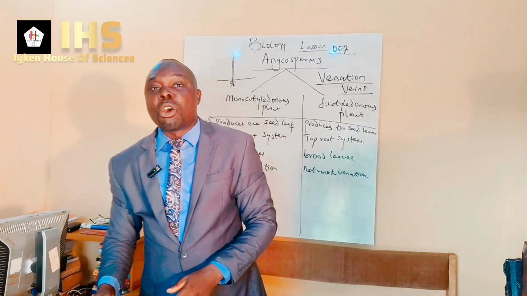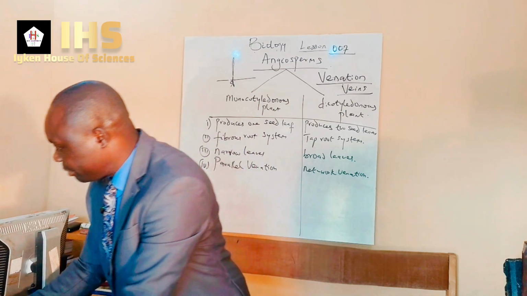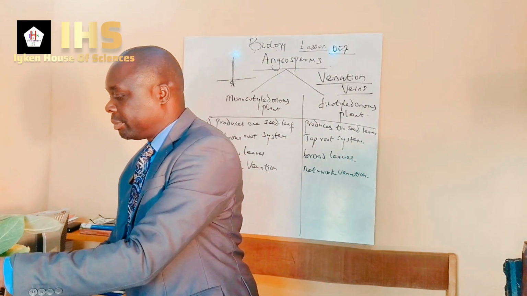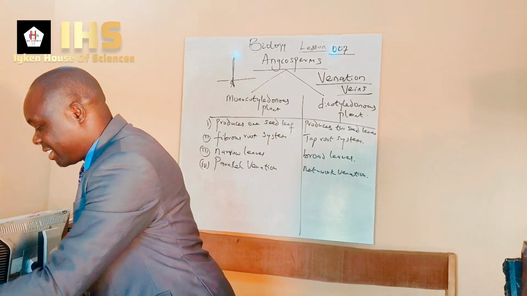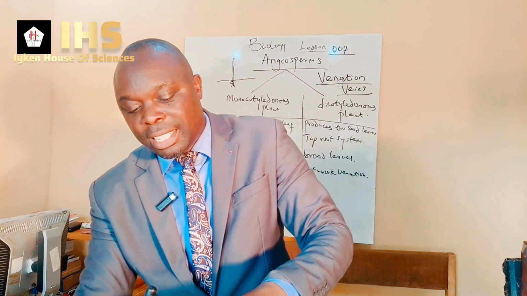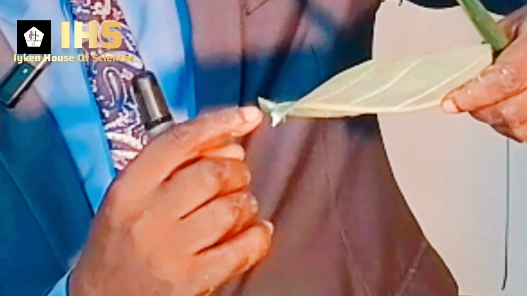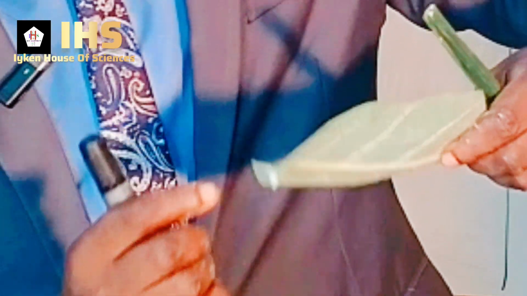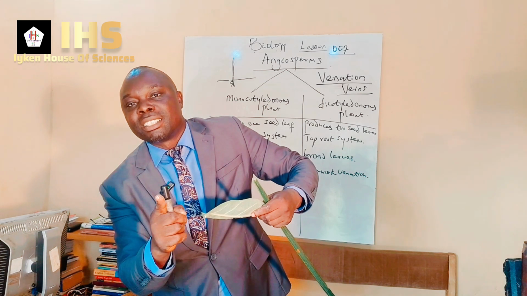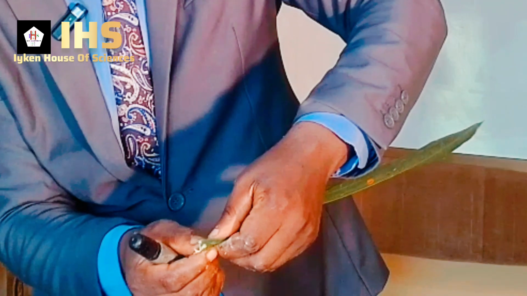Now, let's look at the petiole, the leaf stalk. The leaf stalk is the part that attaches the leaf to the plant. This is called the leaf stalk. The leaf stalk of the dicot is narrow, thin. But the leaf stalk of the monocot is broad.